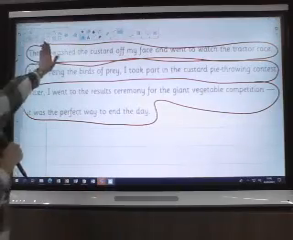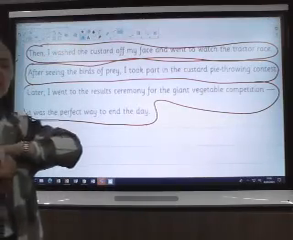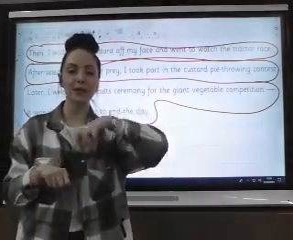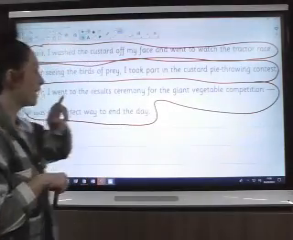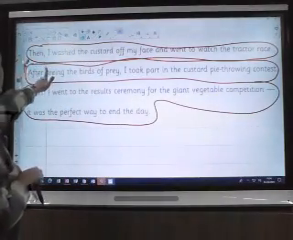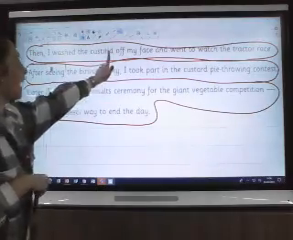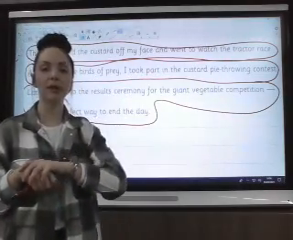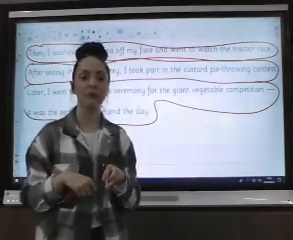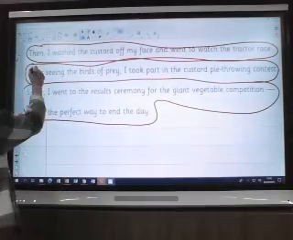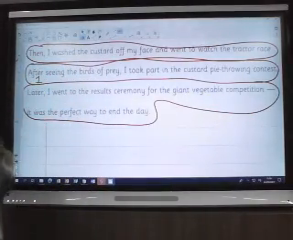So, then I washed the custard off my face. That doesn't really make sense. It doesn't really make sense to start it with "then", does it? So let's have a look at the next one. After seeing the birds of prey, I took part in the custard pie throwing contest. That makes sense to come first. So that one would be your first one. I'll pop a number 1 there.